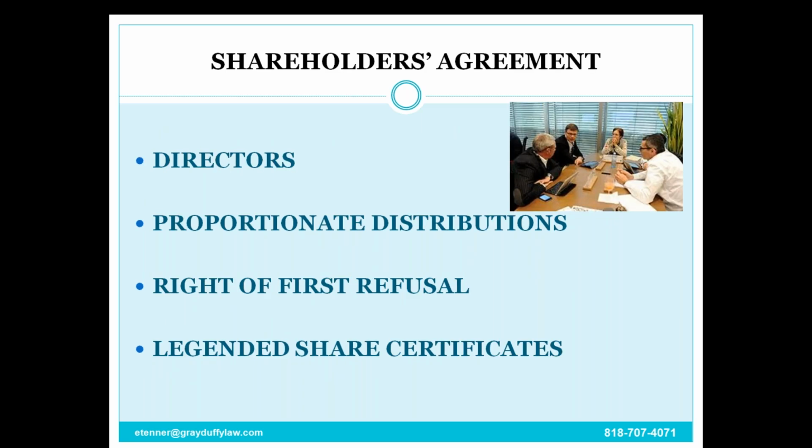In a shareholders agreement, the managing parties are going to be the directors. And you're going to want to name the directors in the shareholders agreement. The directors elect the officers. They also decide whether anything out of the ordinary course of business can be done. And we'll talk a little bit more about that in a minute. Distributions in a corporation always have to be proportionate. They cannot be disproportionate. If they are disproportionate, then it's like having different classes of stock.